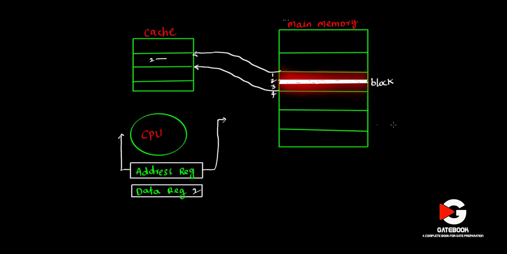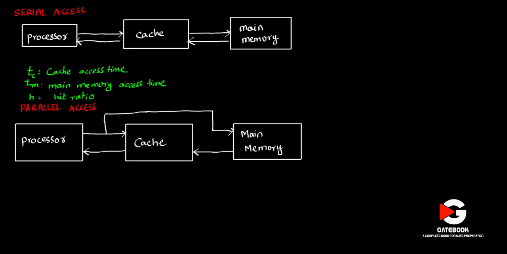But we can do a small optimization. The small optimization is to first transfer this word 2 to the cache and at the same time to the data register. After that, continue transferring the remaining words into the cache block, like 3, then 4, then 1. So that is a small optimization. Now let's find out the average access time in this serial access mode.